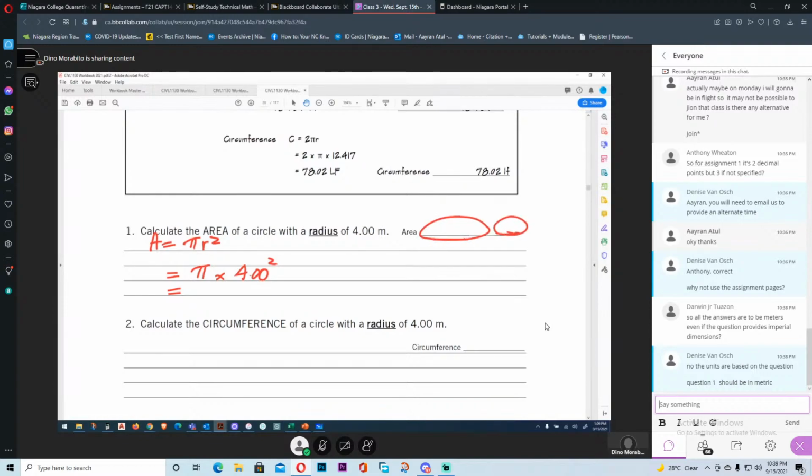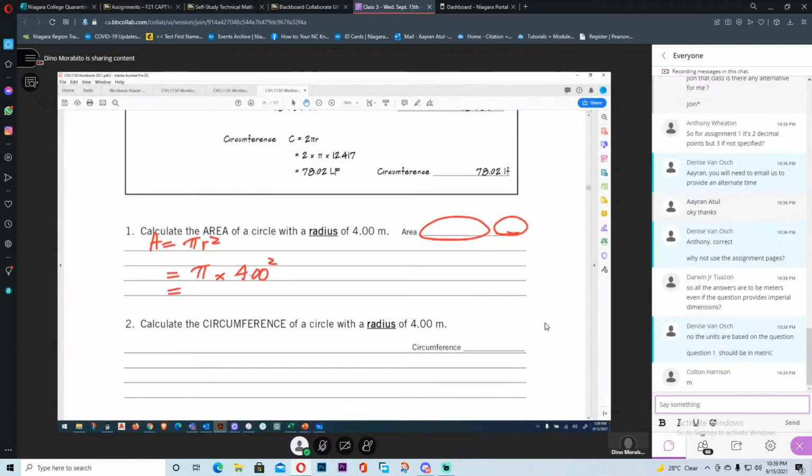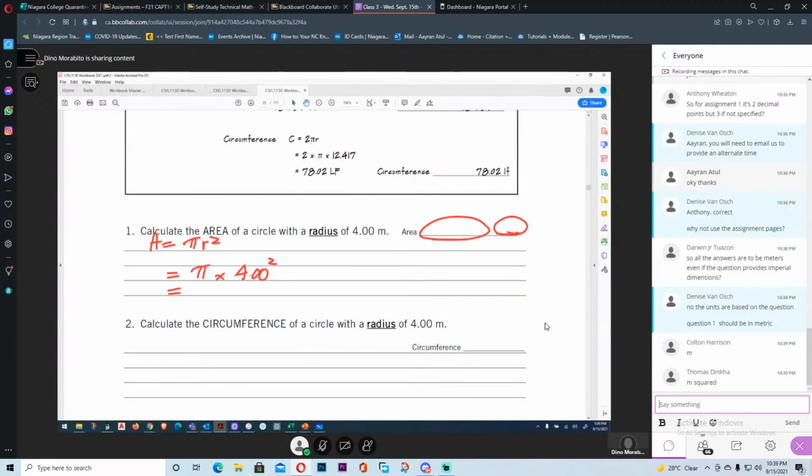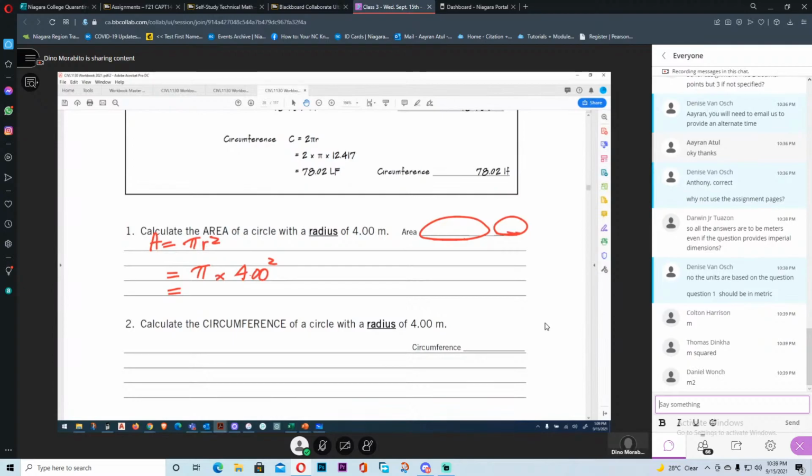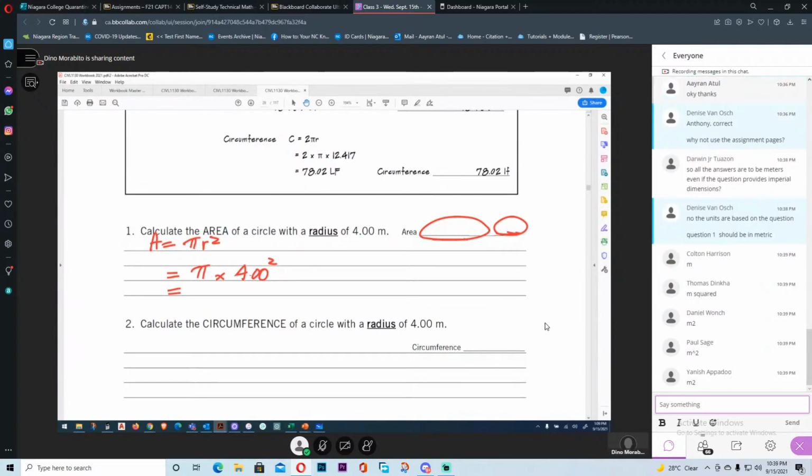the correct units. What would be the correct units for this first answer? Calculating an area of a circle with 4-meter radius. The correct units, now, meters squared is the correct units for the answer. The correct measuring system is metric, so meters. So meters squared is definitely the correct answer for this first one. And we need to see that. It's got to be here.